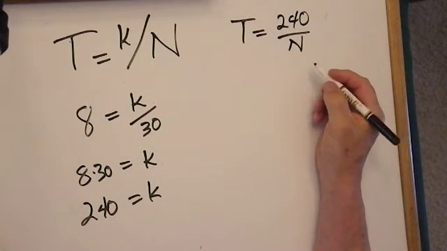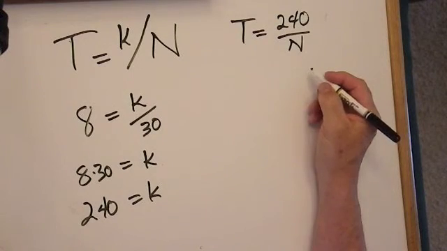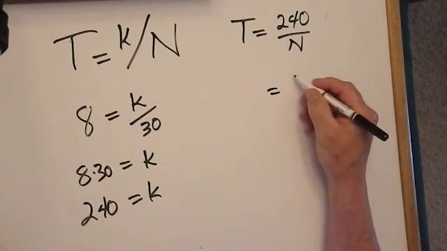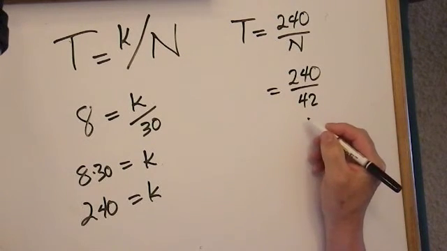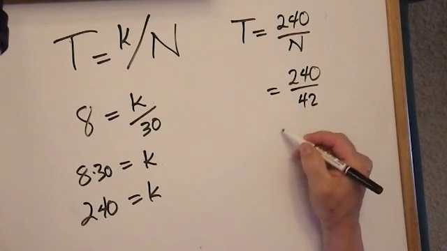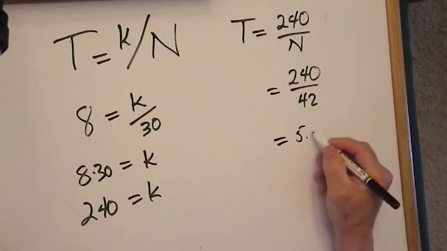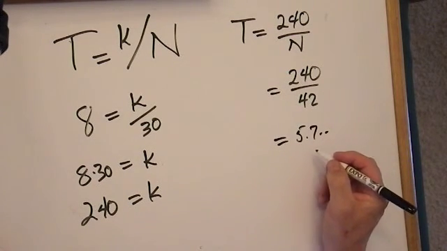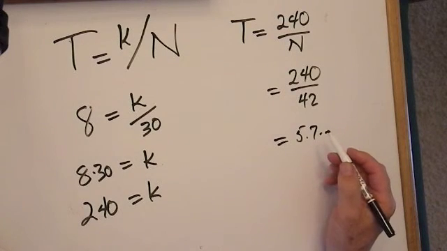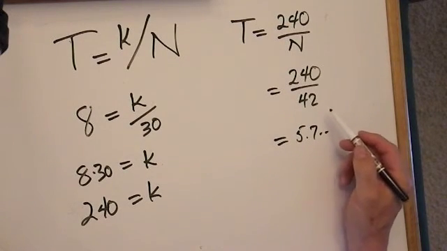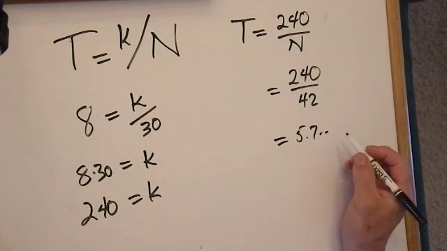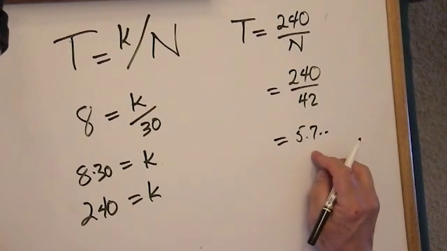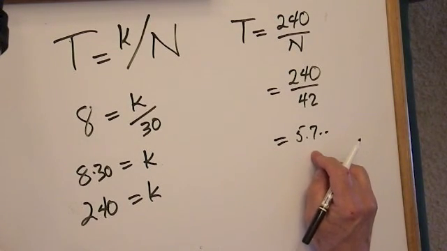Now, they asked us how long it would take if we had 42 people. So instead of N, we substitute the value 42. And now we just have to divide this out. That's about 5.7 something. So in other words, if it took 8 hours for 30 people to clean up the mess, but if you had 42 people, it would only take 5.7, or less than 6 hours, to do it.